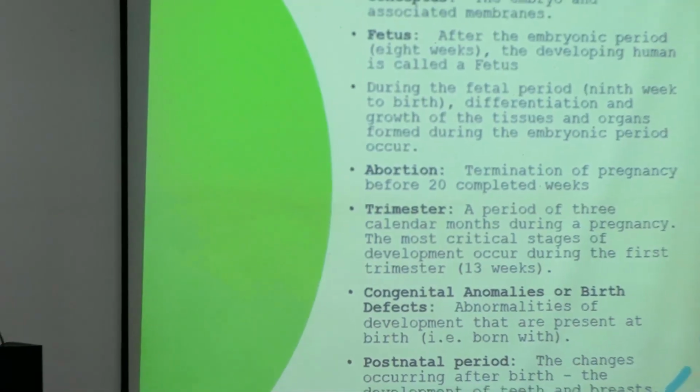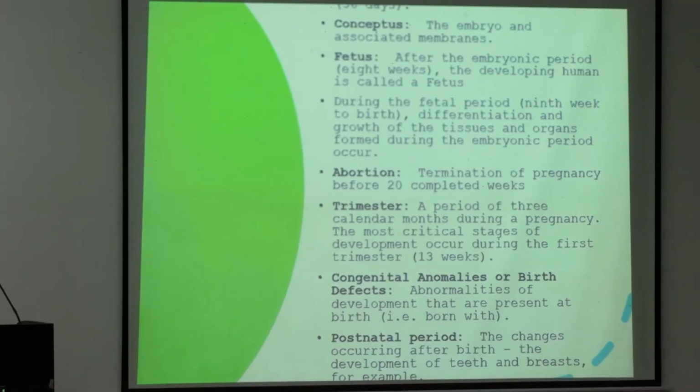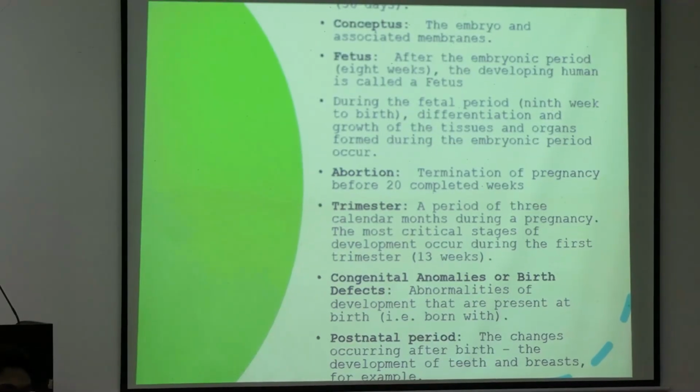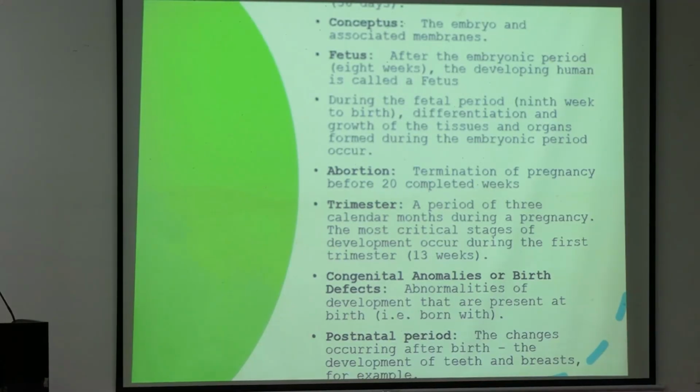Abortion, I think many of you have attended my lectures in the clinics. Abortion is any termination of pregnancy before 20 completed weeks. Trimester is the 3 calendar months of pregnancy. We call a pregnancy a 9-month period, so we have 3 trimesters. Every 3 calendar months is considered a trimester.